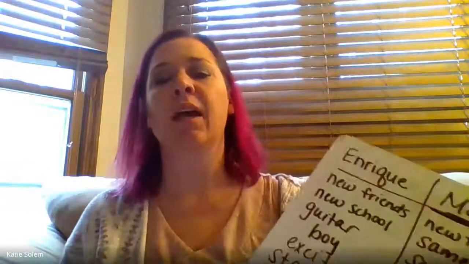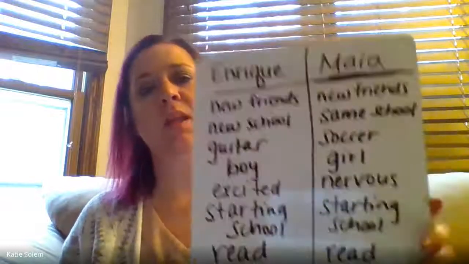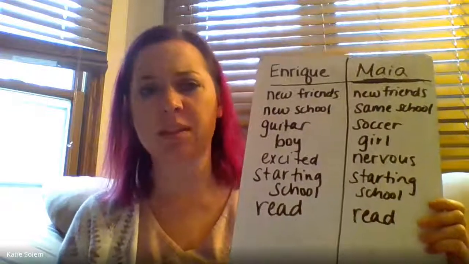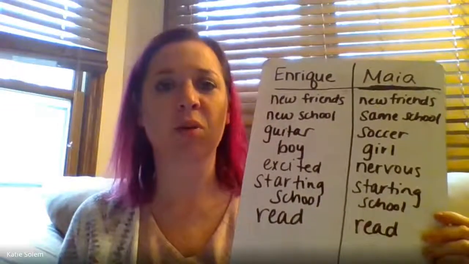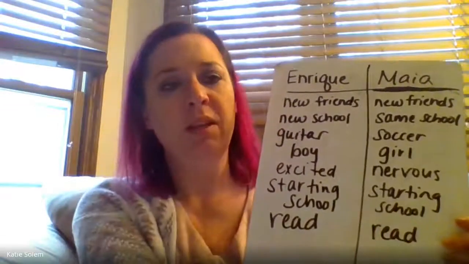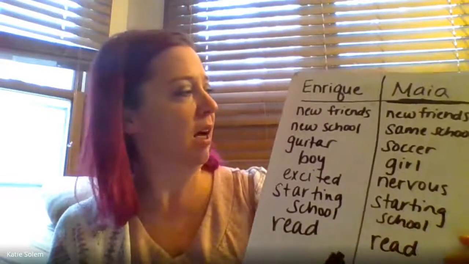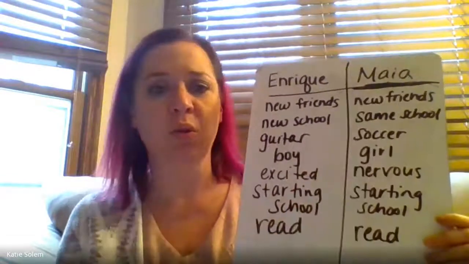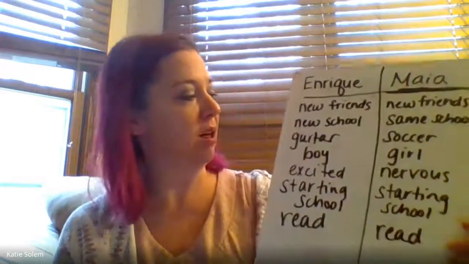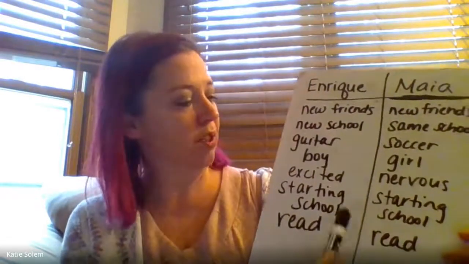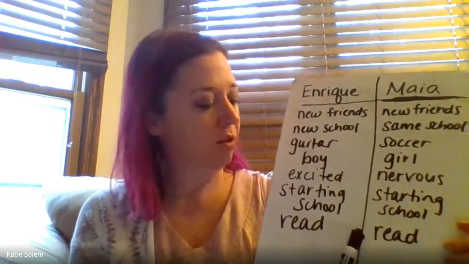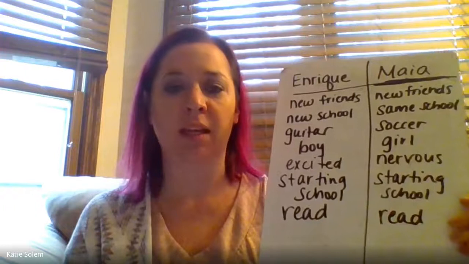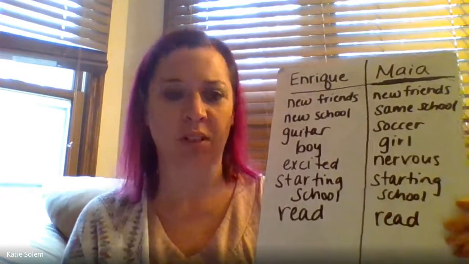So in that video, we looked at two kids, Enrique and Maya. We had to think about what were some of the things that Enrique and Maya had in common, or maybe that were different about them. A few things that I found that they had in common was that they both knew that they were going to need to make some new friends this year. I also noticed that they were both starting school. It was the start of the school year for both of them. And also that they both enjoyed reading. In the pictures, they both were reading books.